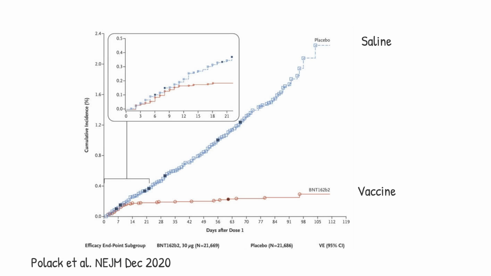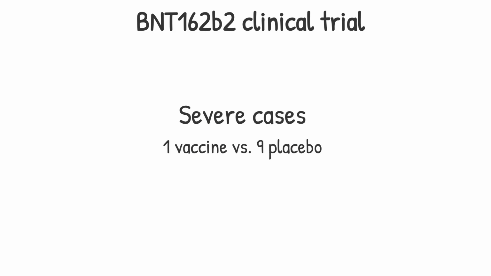Here are the curves comparing the placebo, the upper line, to the vaccinated, the lower line. The vertical axis is the number of cases as a percent infected, and the horizontal line, time in days. Within 12 to 14 days of receiving the first dose of the vaccine, you can see the number of cases flattens in the vaccine group, while cases continue to accumulate in the saline or placebo group. When it came to severe cases, there was 1 in the vaccine group and 9 in the placebo group.